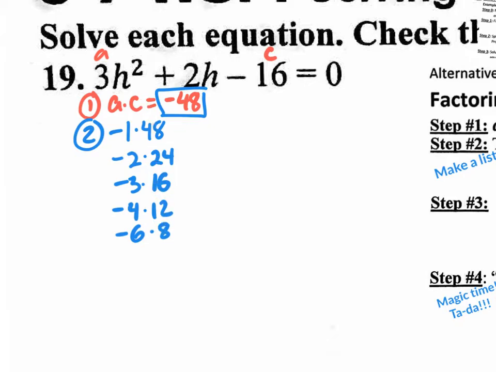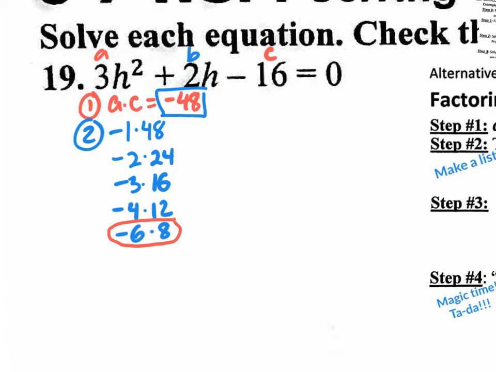Anyway, which pair of numbers, out of this whole list, combines to give us the middle value, which happens to be the b value of 2? That's right. If I combine negative 6 plus 8, it really does give me a positive 2. So I don't have to change any signs. This is the pair of numbers that I want.